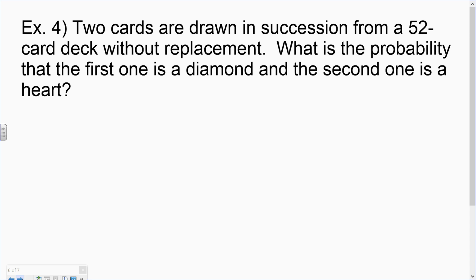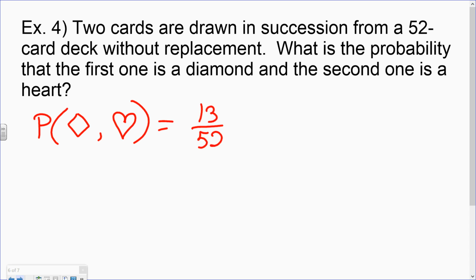How many cards are in each suit? 13, and they go 2 up through 10, Jack, Queen, King, and Ace. So everybody on track with that? All right, so for this one, we want the probability of a diamond and then a heart. So probability of a diamond is how much? So 13 diamonds out of 52, which we'll reduce later to 1/4.